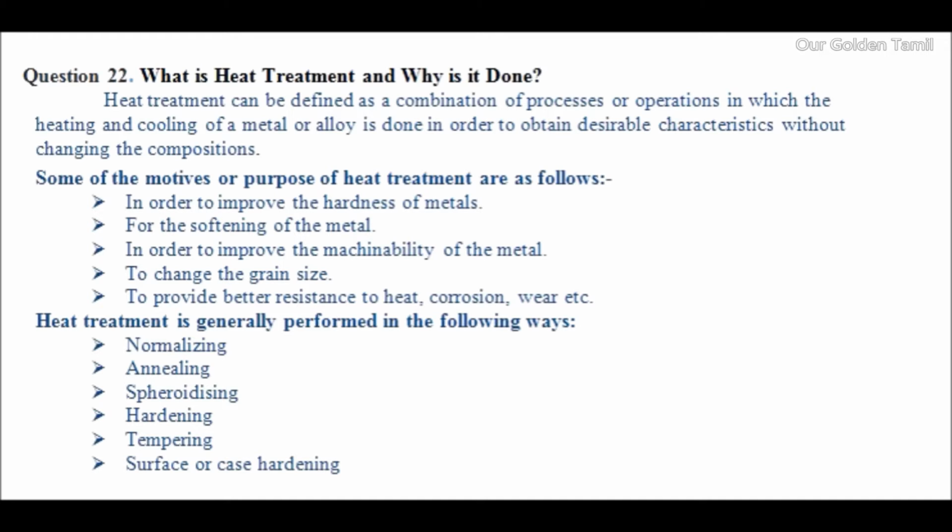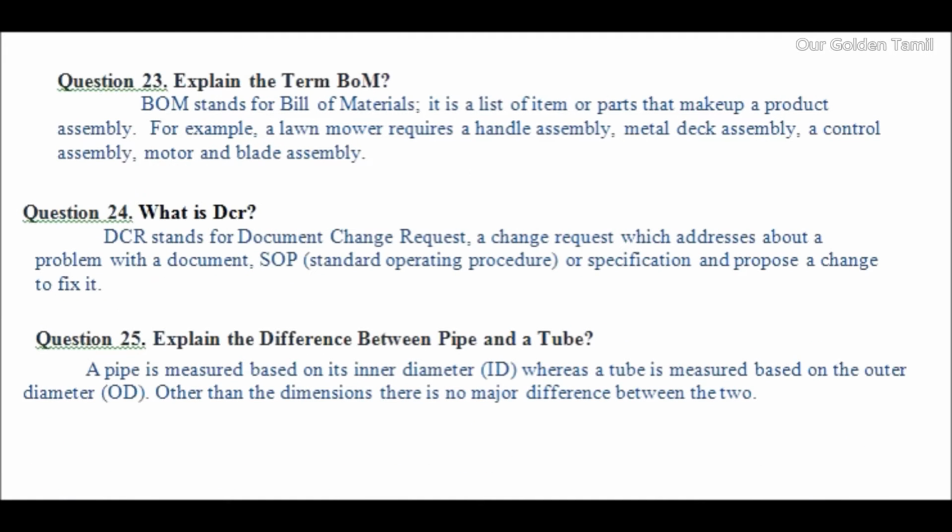Heat treatment is generally performed in the following ways. Normalizing. Annealing. Spheroidizing. Hardening. Tempering. Surface or case hardening. Question 23. Explain the term BOM. BOM stands for Bill of Materials. It is a list of items or parts that make up a product assembly. For example, a lawnmower requires a handle assembly, metal deck assembly, a control assembly, motor and blade assembly.